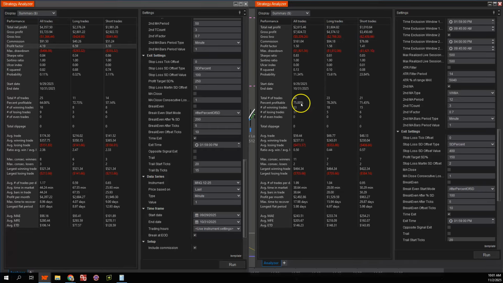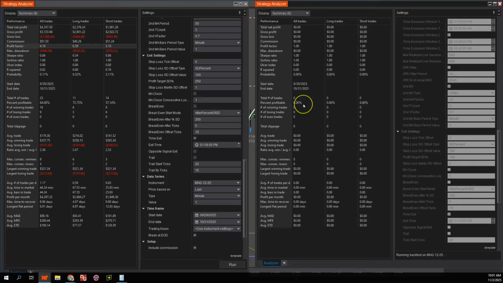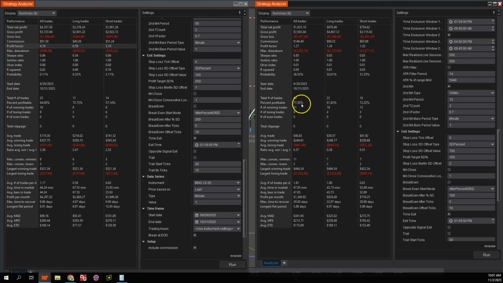Oh yay, 75%. But look what happens to the net profit and the drawdown. 75% win rate. People seem really obsessed with the win rate for some reason. You could even do something crazy like risk 700 to make 150. Watch, the win rate's going to be like 85% or something. 77.5%, but your drawdown becomes massive and your profits are not that great. And your profit factor is not that great.